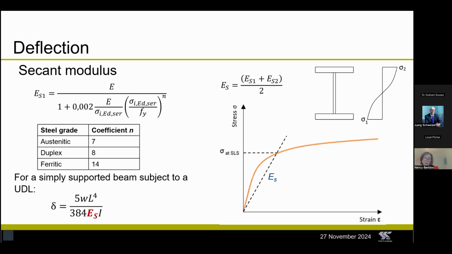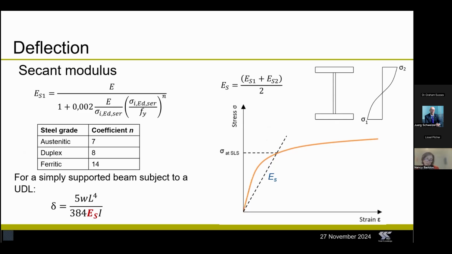And so if we have a simply supported beam subjected to uniformly distributed load, the maximum deflection, which takes place at midspan, can be calculated based on this reduced modulus of elasticity using the traditional elastic equation shown at the bottom of this slide. Now, this method is okay. It gives adequate predictions when the maximum stress in the cross-section is below 65% of the yield stress. When it gets to higher stresses, then the method becomes very conservative.